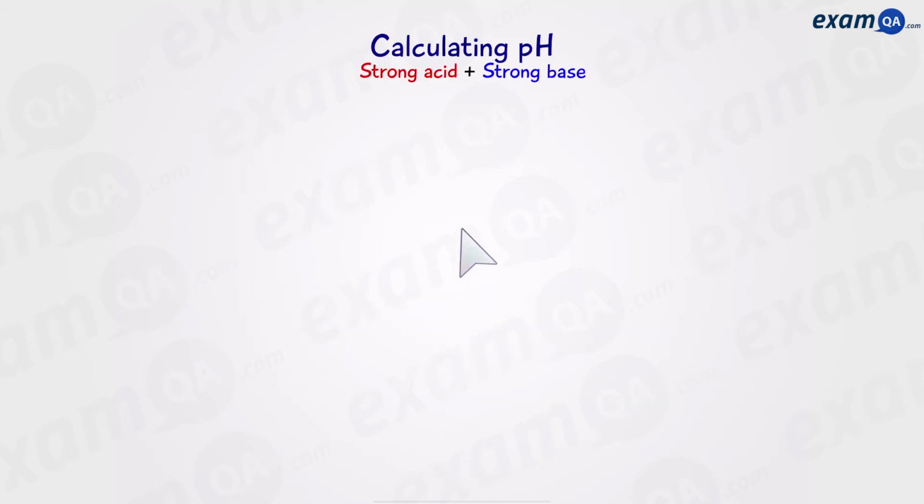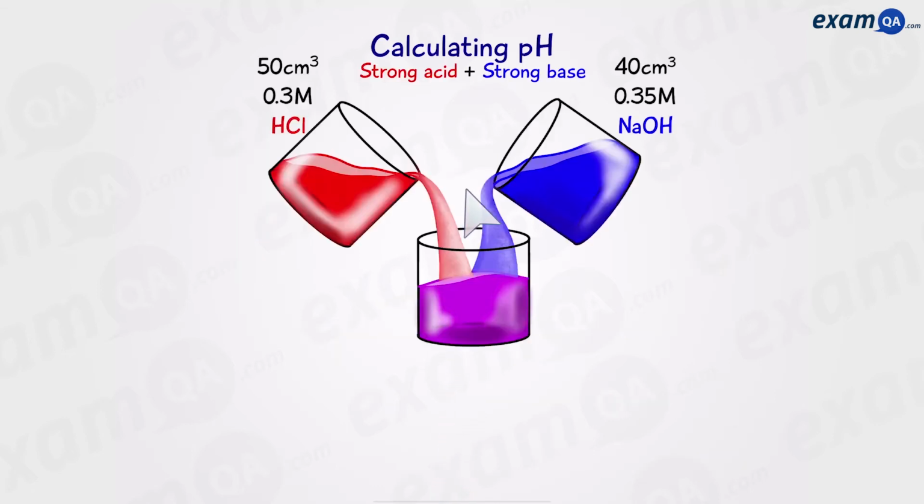Okay, moving on to a different calculation. Let's say we mix hydrochloric acid and sodium hydroxide. Now we know how to calculate the pH of a strong acid on its own, and we just learned how to calculate the pH of a strong base on its own. But what about the pH of the solution formed when these two mix together? We know it's a neutralization reaction, but will the pH always be 7?